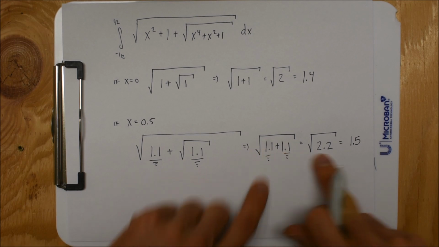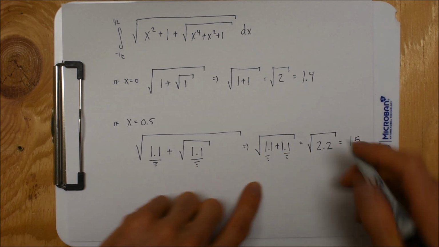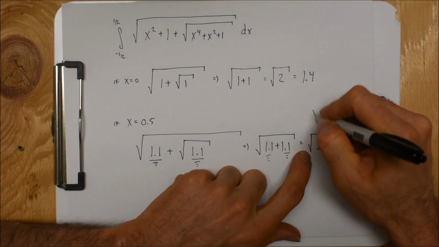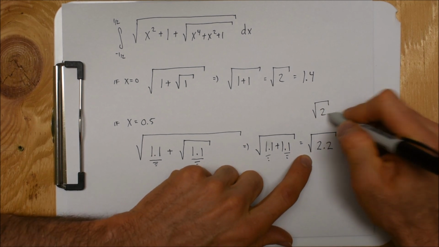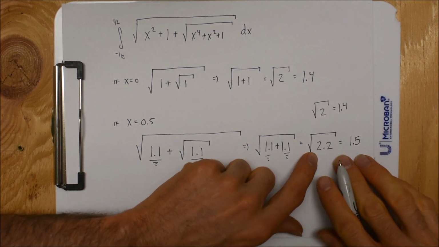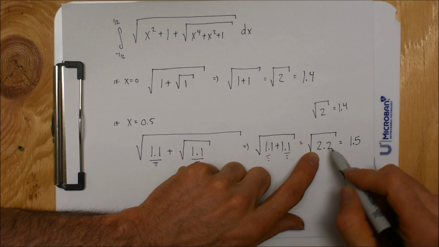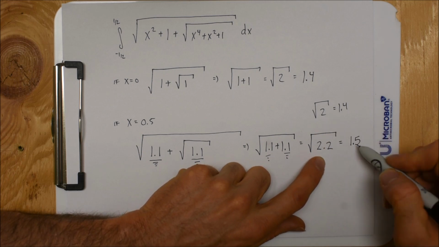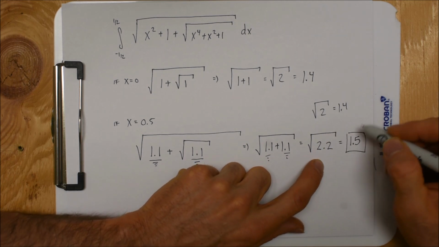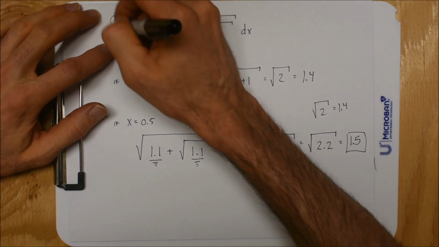And now we're going to add these two together. We get 2.2. Now we're doing the square root of 2.2. If we know the square root of 2 is 1.4, well, we know that the square root of a little bit larger number is going to be a little bit larger. So right there, 1.5. So now you know your 2 points.